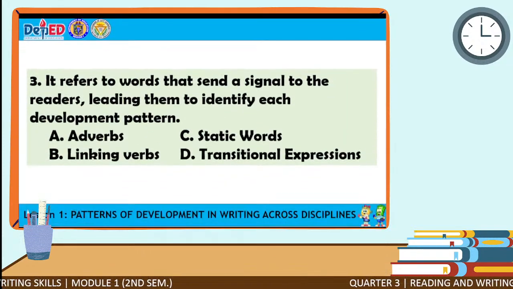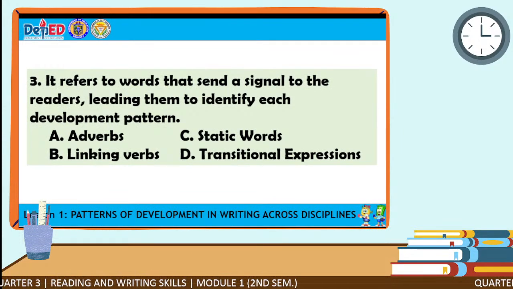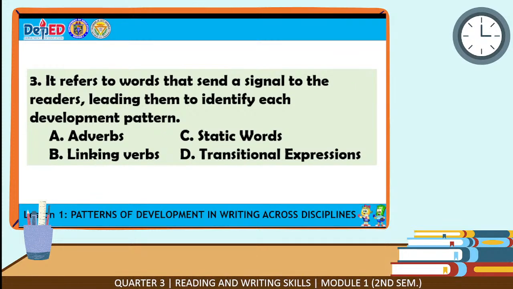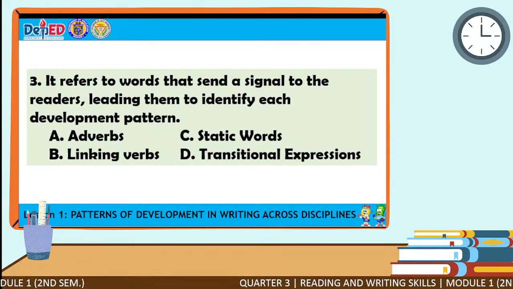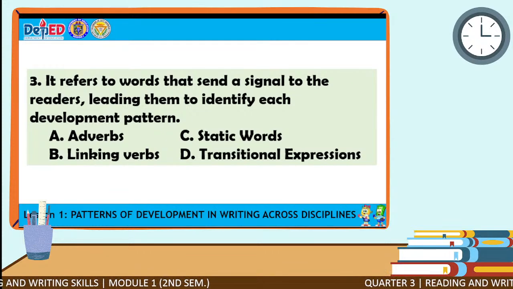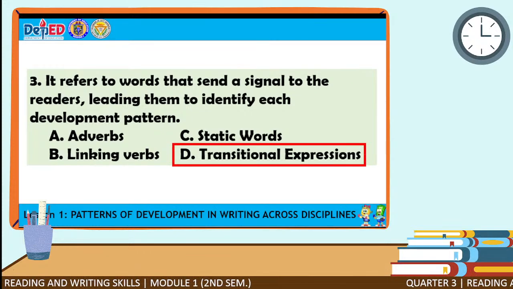Number 3. It refers to words that send a signal to the readers, leading them to identify each development pattern. Is it A. Adverbs, B. Linking verbs, C. Static words, D. Transitional expressions? What is the correct answer? Yes, that is transitional expressions.